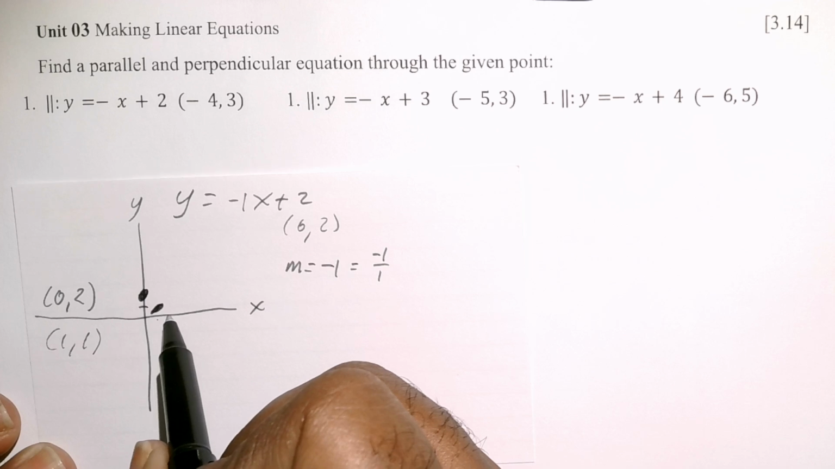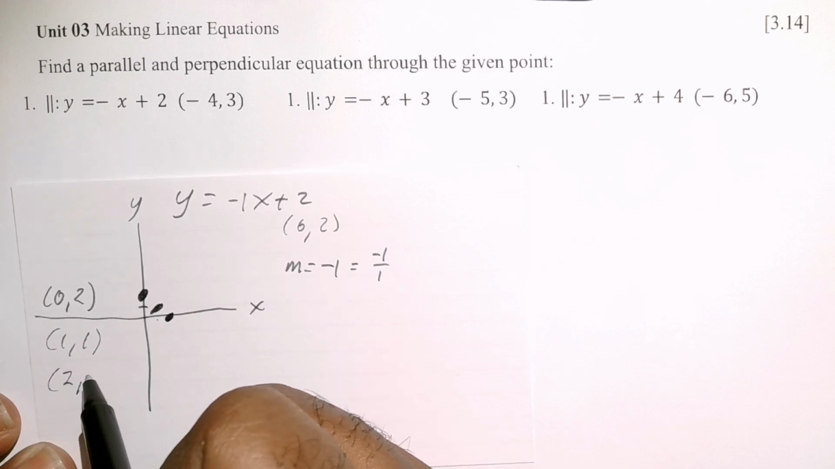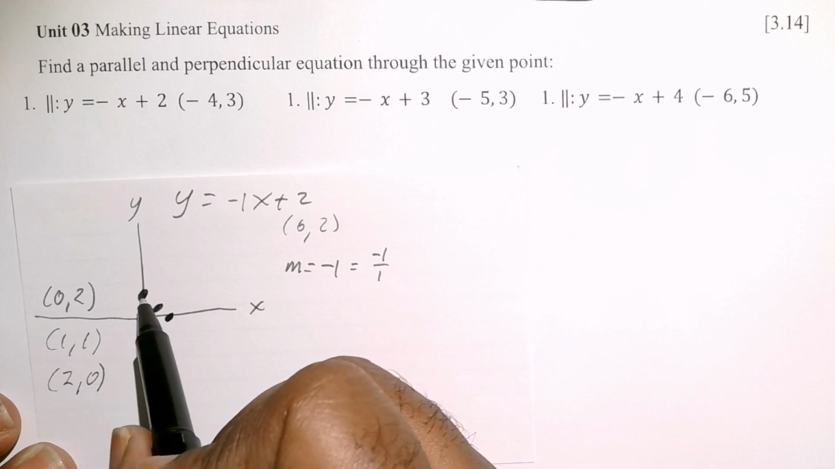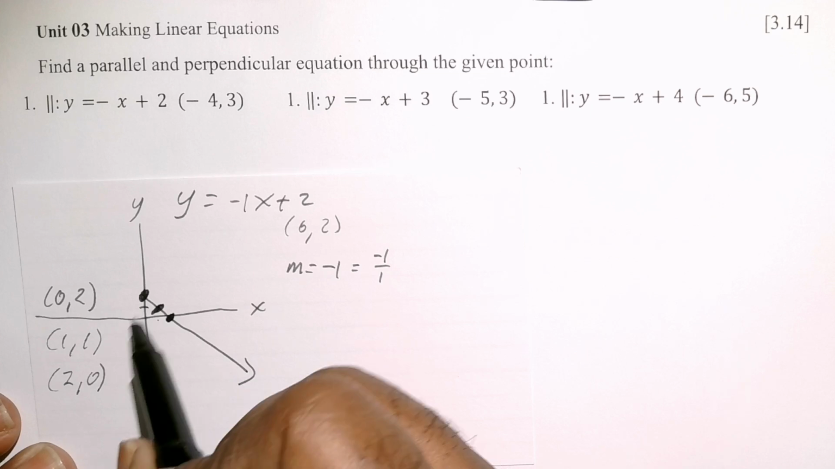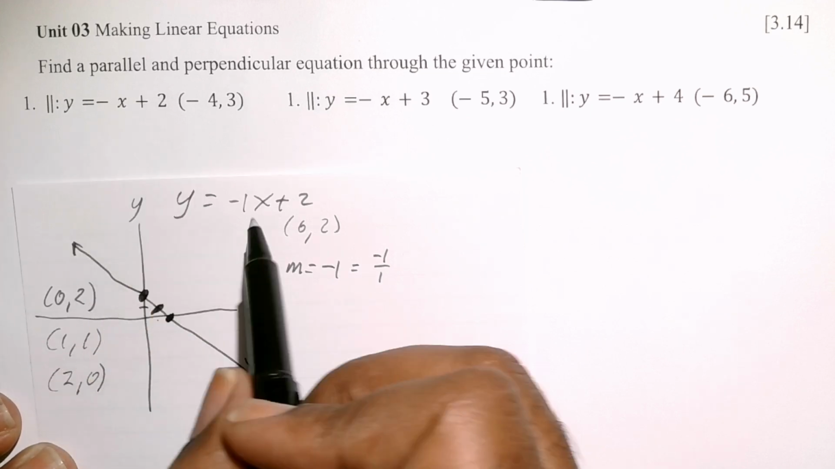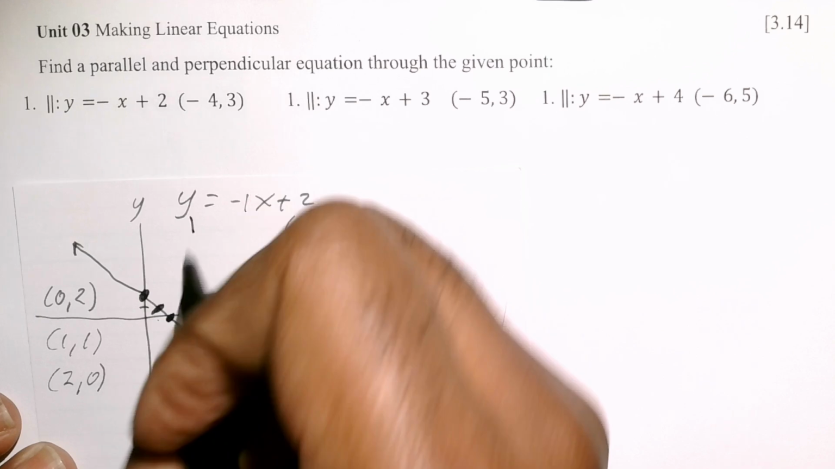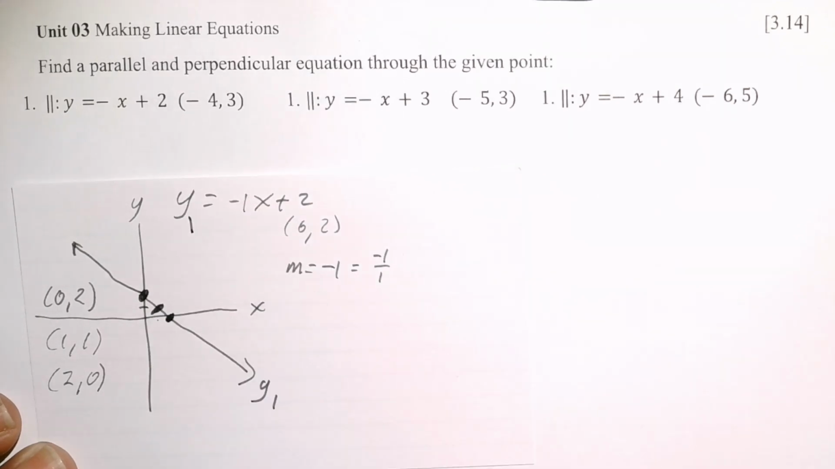Then down 1 over 1 again. That takes us to the point 2 comma 0. And I'll stop there. So this is the line for y equals negative x plus 2. In fact, since there are going to be two lines here, let's call this line number 1. That's the one we start off with, line number 1.